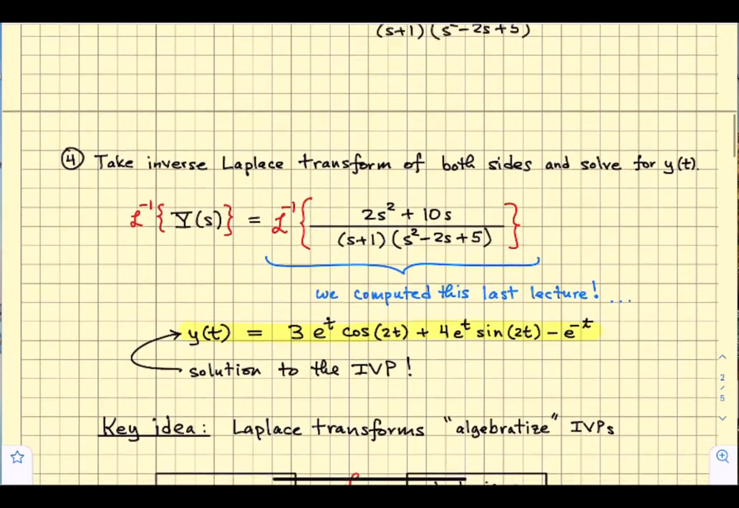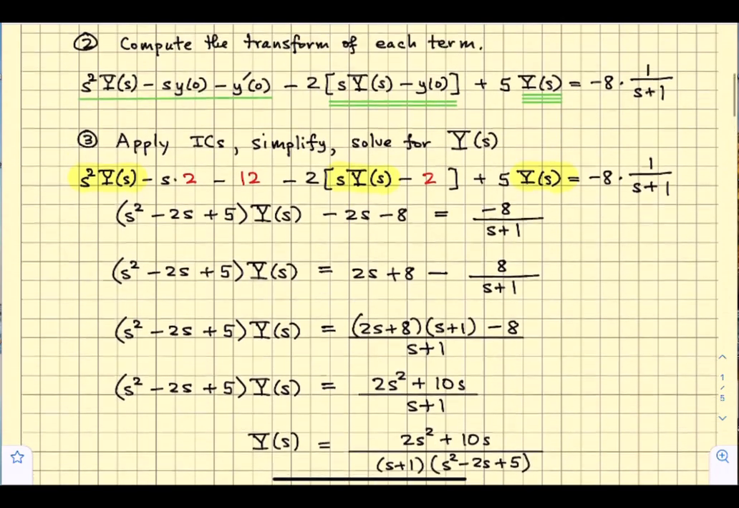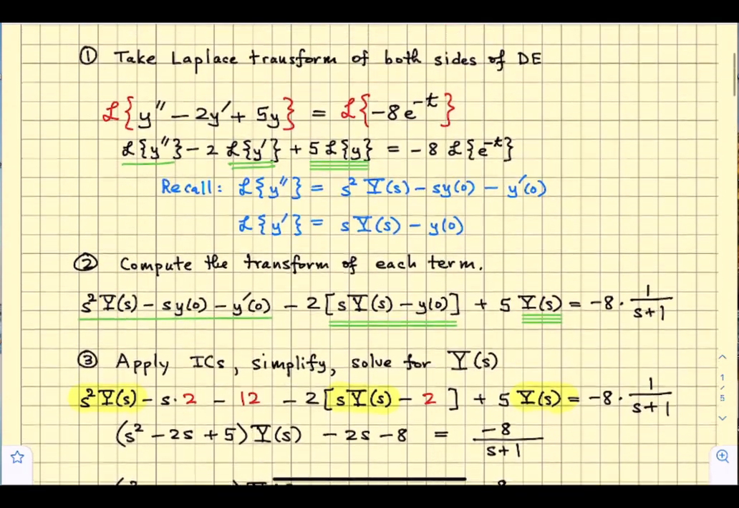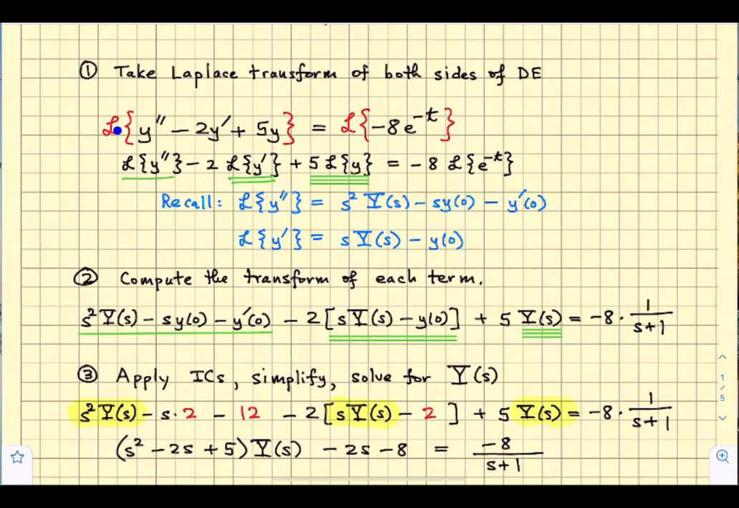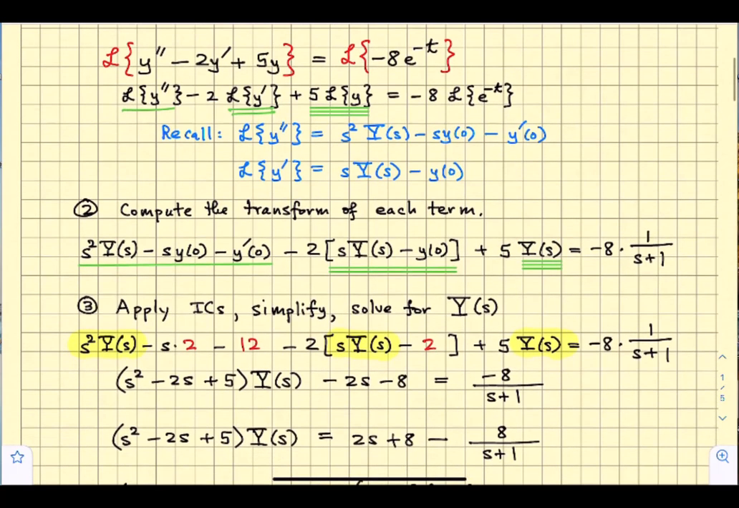If you look up here, once the dust settled, once we took Laplace transforms, stare at the aftermath. This is not a differential equation anymore. I know you might see some derivatives, but these are just involving the initial conditions. After we substitute in our initial conditions, look at here. This is not even a differential equation anymore. It's actually an algebra equation in the unknown big Y of s.